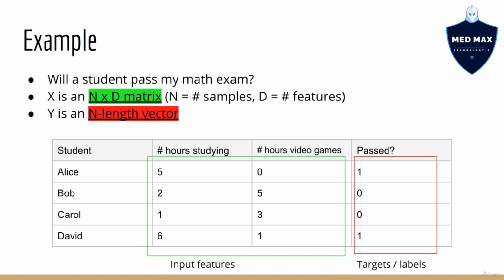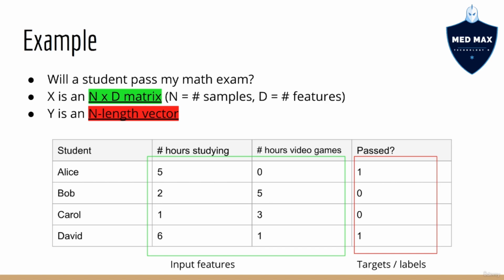We would treat these as our X matrix. Our Y matrix would be the target or label, which is what we want to predict in the future for future students. So in the future, we could ask a student, hey, how many hours did you study? How many hours did you play video games? And then, from that information alone, we could make a prediction about whether or not they will pass the math exam.